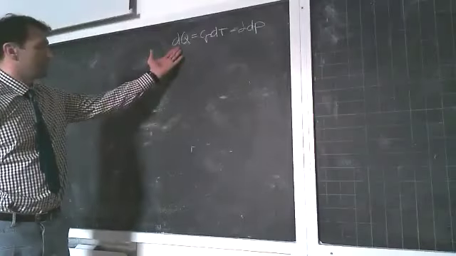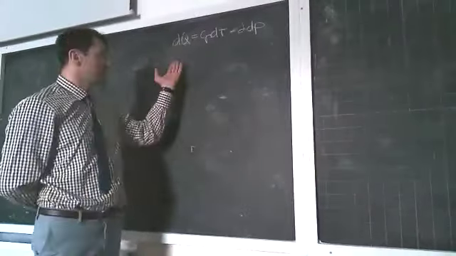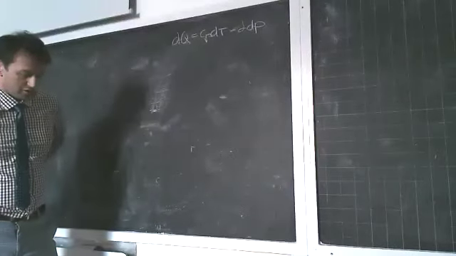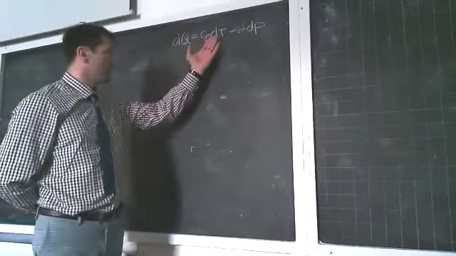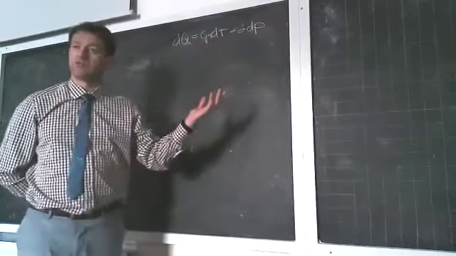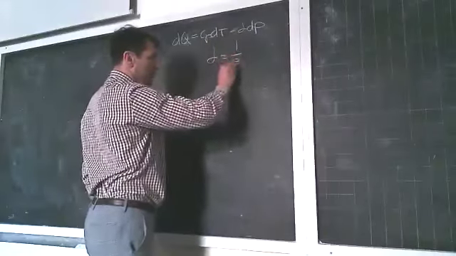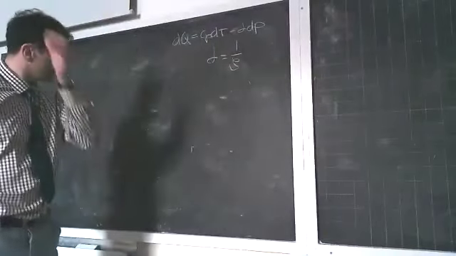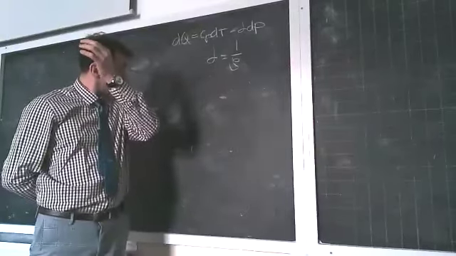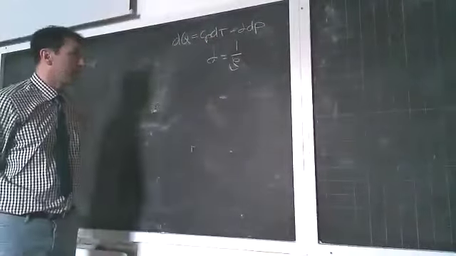So dQ is some amount of heat that is supplied to the system or taken from the system. Cp is specific heat at constant pressure, I think 1004 joules per kilogram per Kelvin. T is temperature, P is pressure, alpha is 1 over density, 1 over rho, called specific volume. So that's the first principle of thermodynamics.